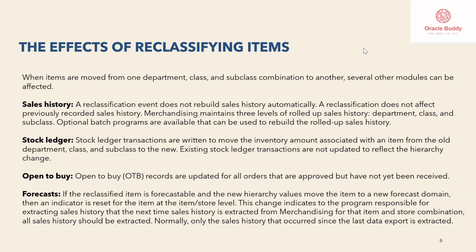Forecasts. If the reclassified item is forecastable and the new hierarchy value moves the item to a new forecast domain, then an indicator is reset for the item at the item store level. The change indicates to the program responsible for extracting sales history that the next time sales history is extracted for the item and store combination, all sales history should be extracted. Normally, only the sales history that occurs since the last date of export is extracted.